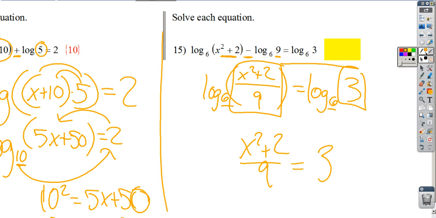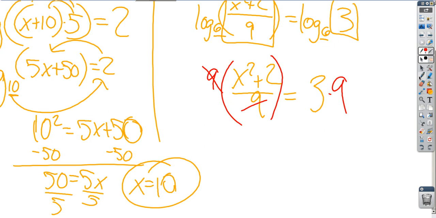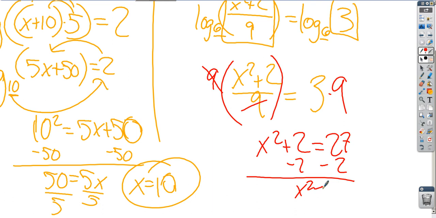We want to get ultimately at the x squared, which means we have to first cancel out this division by 9. And we'll have to multiply by 9 over here as well. So we get x squared plus 2 is equal to 9 times 3 is 27. We'll subtract 2 from both sides. Get x squared equals 25. Then we'll square root both sides and put a plus or minus in front.